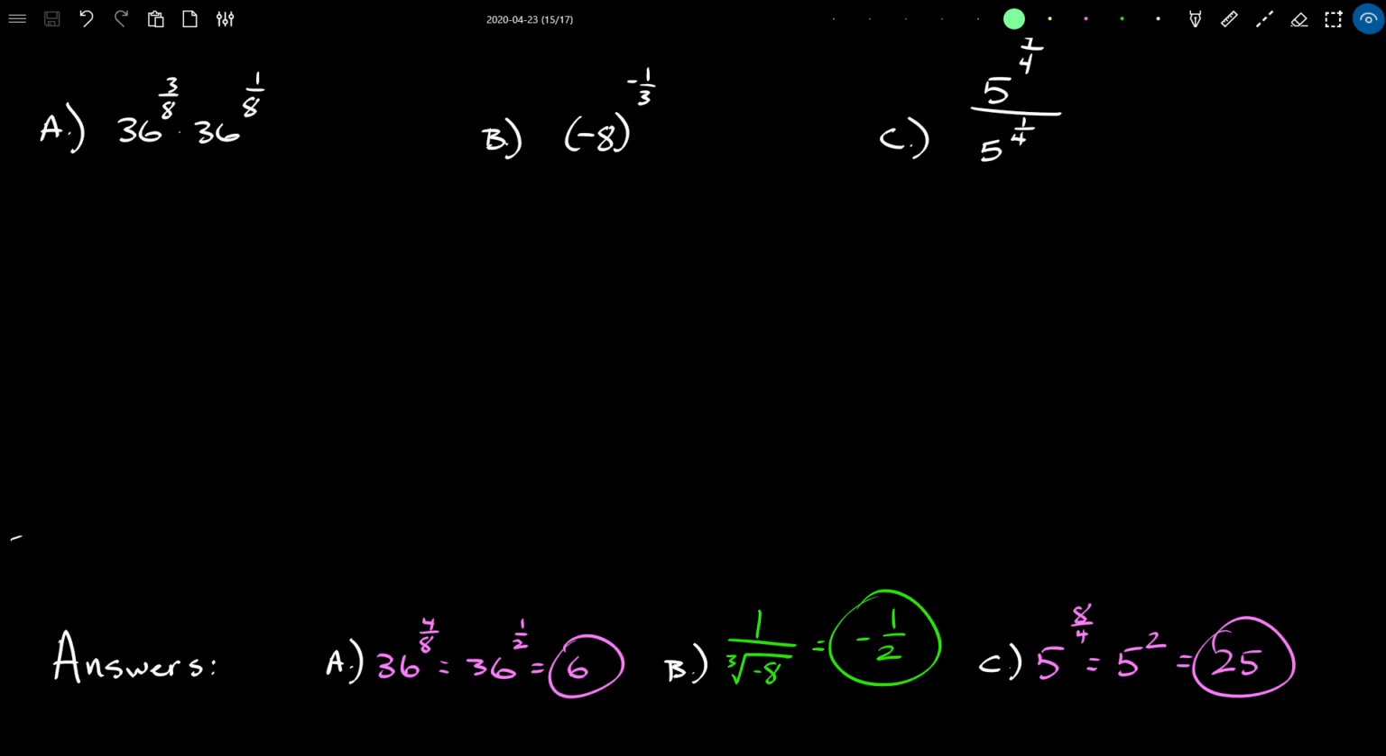C, sorry, I scrolled a little too far. I think it's a 9/4. So we've got 5 to the 9/4 divided by 5 to the 1/4. So you're going to subtract the 2 powers and get 8/4. And 8/4 is the same as 2. So then that would be 5 squared, or 25.